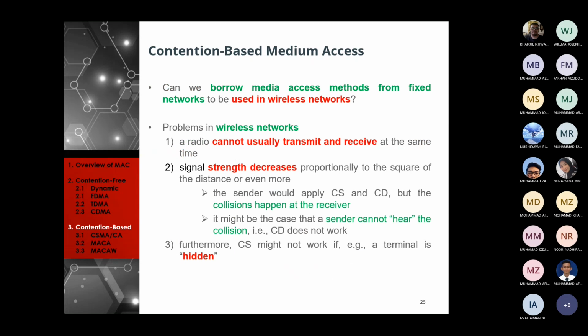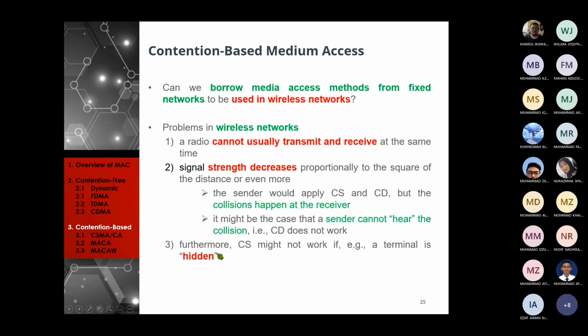Can we borrow media access method from fixed network to be used in wireless network? Problem in wireless network, a radio cannot usually transmit and receive at the same time. Signal strength decreases proportionally to the square of the distance or even more. The sender would apply CS and CD, but the collision happens at the receiver. It might be the case that the sender cannot hear the collision. For example, CD does not work. Furthermore, CS might not work. A terminal is hidden.